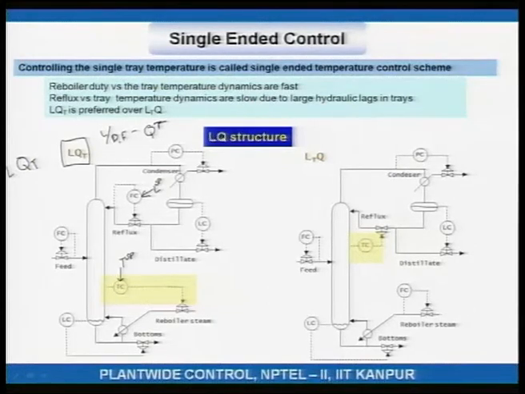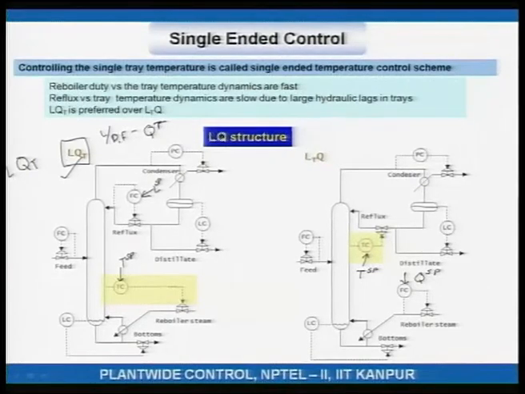Okay, the other possibility is I hold the reboiler duty fixed. I hold Q fixed, the operator is setting the reboiler duty, and then he adjusts a temperature set point. This is also a set point. And to hold this temperature, the reflux back into the column is being adjusted. This would be called LTQ, because L is being used to hold a tray temperature constant, Q is being set by the operator.